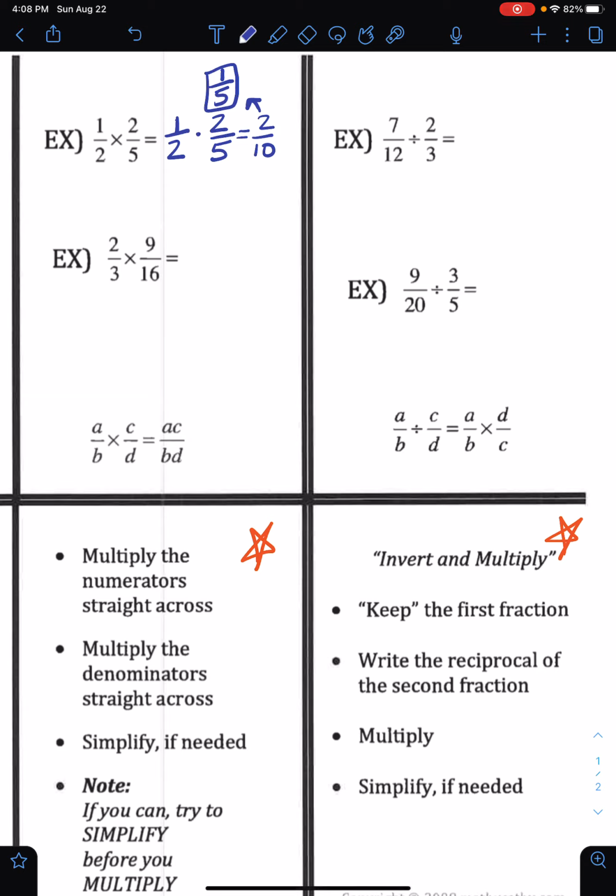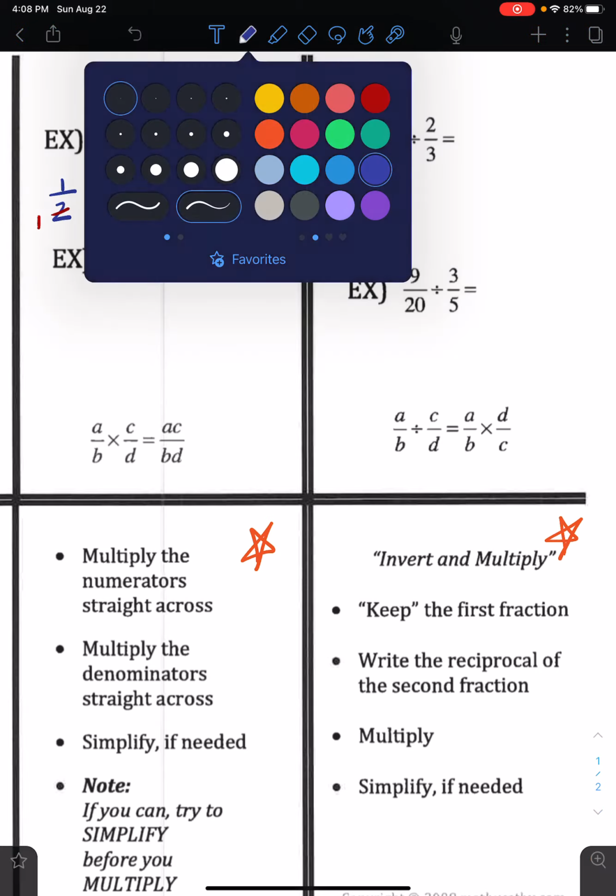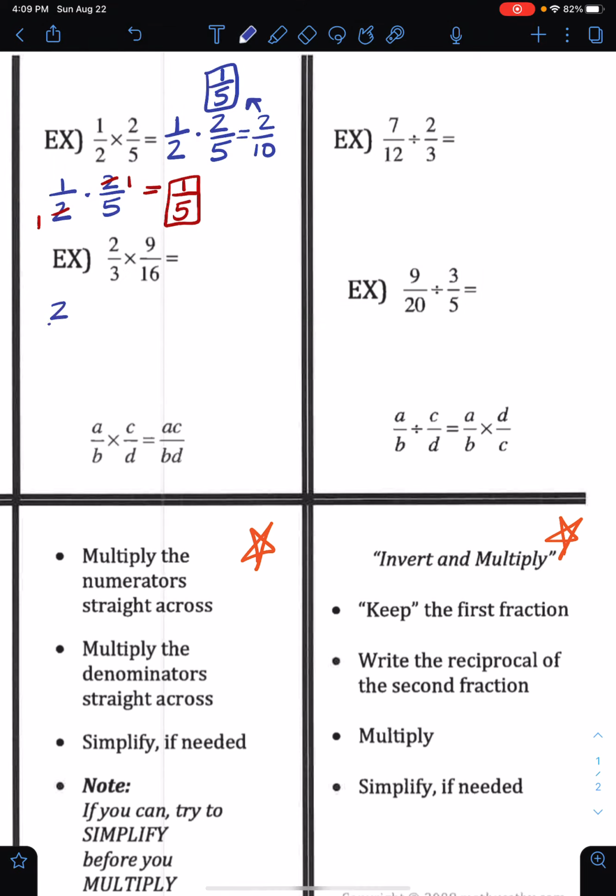Another way to do this problem is if you know how to cross multiply. Cross multiplying eliminates the need to simplify a lot at the end. So the way we do that is we look diagonally to see if anything goes into these numbers evenly. And in fact, 2 goes into those numbers evenly. So now I have 1 times 1 is 1, and 1 times 5 is 5. I get the same answer as I did when I multiplied across and simplified, but you might like that way better. So let's try cross multiplication if we can on the next one.